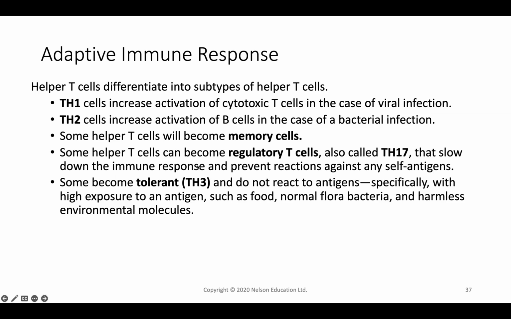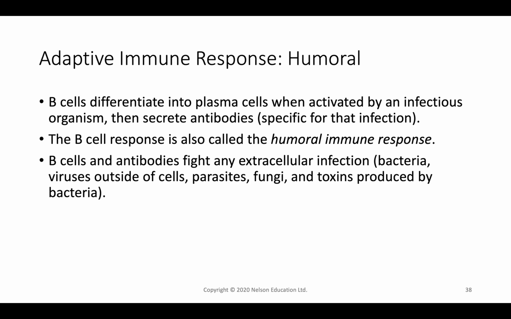Some become regulatory T cells, so they're going to slow down the immune response and prevent any reactions against self. So they're going to be regulatory cells that are responsible for slowing down the immune response. And some of them are going to become tolerant, or Th3 cells, to make sure that they're not reacting to normal things that we are exposed to that are harmless environmental molecules like food, normal flora bacteria, etc.